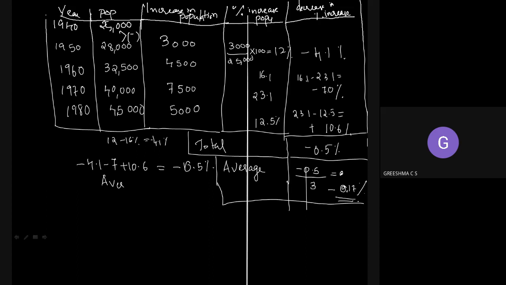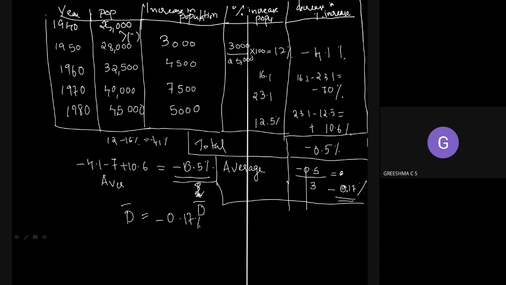Okay, are you getting it? So this is the total value, minus 0.5 percentage, and you are taking the average of this. Average is 0.5 divided by 3. You got 0.17 percentage. This average value is taken as your D dash. So here D dash is equal to minus 0.17 percentage.